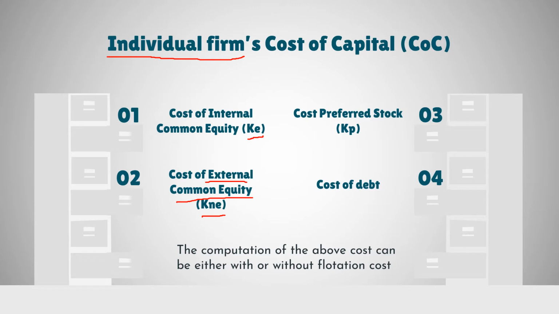And the third one is cost of preferred stock. So we also known as KP. Preferred stock ni maksud dia orang-orang yang luar lah. So cost of preference stock means cost of preference shareholders. And the fourth is cost of debt. Cost of debt ni lebih kepada kita hutang. Bondholder ataupun kita boleh kata sebagai debt holder.